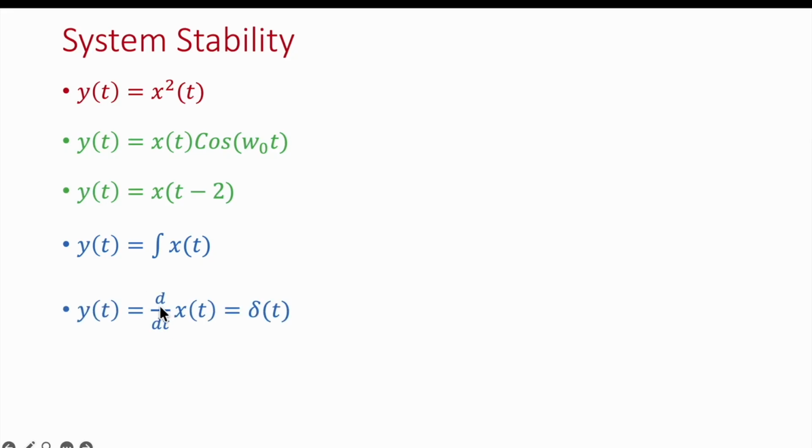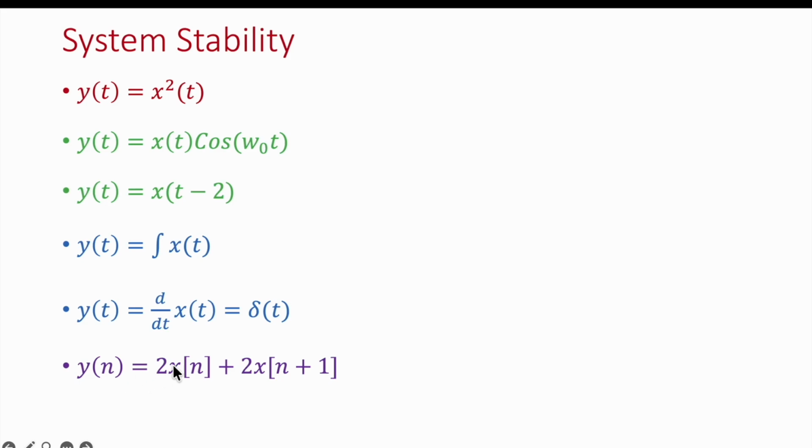If you take the derivative of the input signal, if the input signal is a unit step, it will be the impulse, and you know that the impulse is again unbounded, so that is why the system is unstable. The last one is a discrete system response.